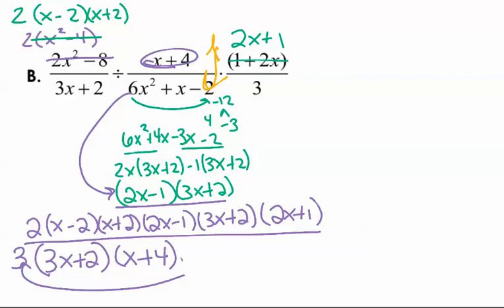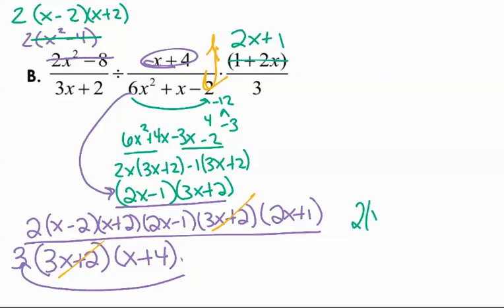So now we can see if we have anything that cancels. My 2 and my 3 don't simplify. x minus 2, x plus 2, nothing. 2x minus 1, nothing. So I've got 3x plus 2's that cancel out. I cannot rewrite anything, so not anything really cancels here, just a little teeny tiny bit.